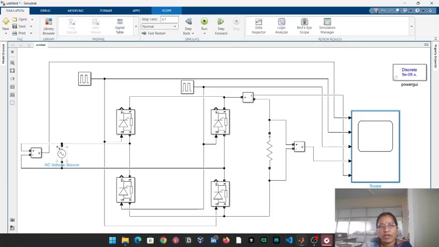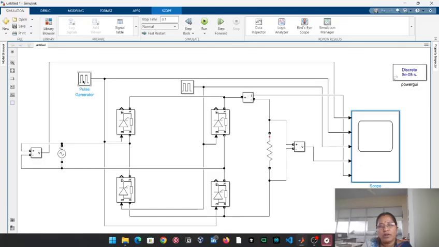In every positive half cycle of the input, T1 and T2 conduct. So Ig1, Ig2 pulses are given to the T1 and T2 switches. In every negative half cycle of the input supply, T3 and T4 conduct. The respective gate pulses are given to T3 and T4.